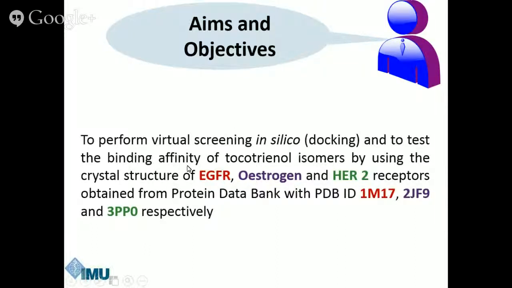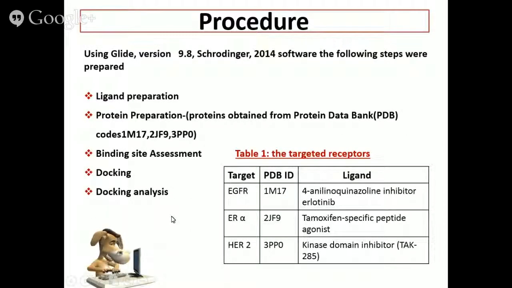So my aim and objective is to perform virtual screening, in silico docking, and to test the binding affinity of tocotrienol isomers by using the crystal structures of EGFR, which is 1M17, estrogen receptor, which is 2G9F, and HER2 receptor, which is 3PP0, respectively. What did I do? I used Glide version 9.8, Schrodinger 2014 software, and followed these steps.